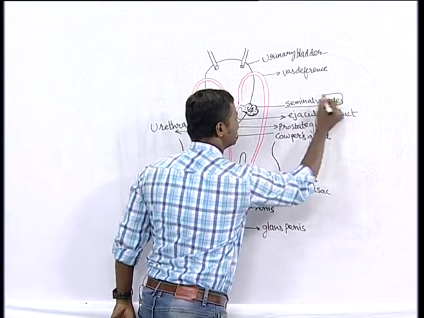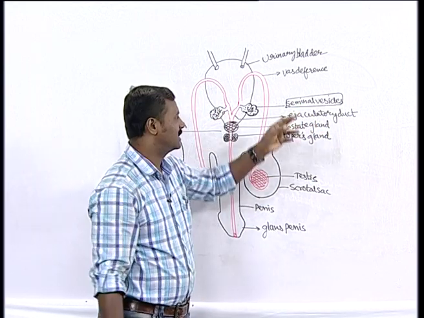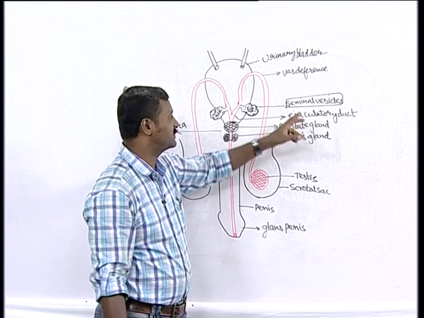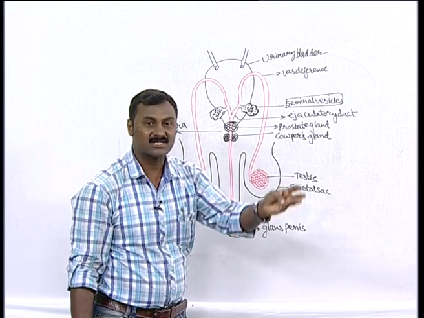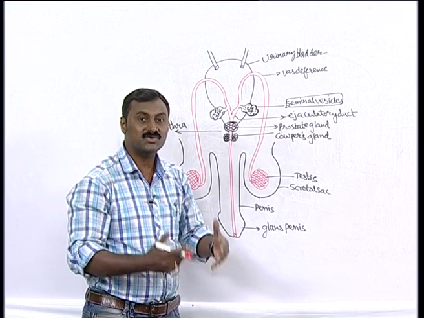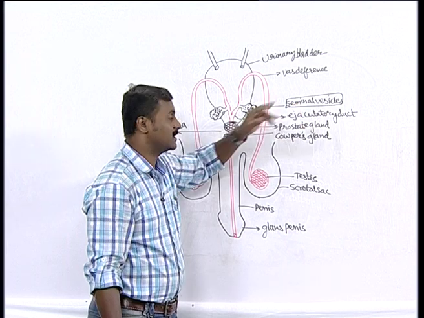Here the importance of the seminal vesicles is that they provide almost 60% of the semen, which consists of fructose, prostaglandins and other important substances which are very useful for the maturation of the sperms and also for giving energy to the sperms.